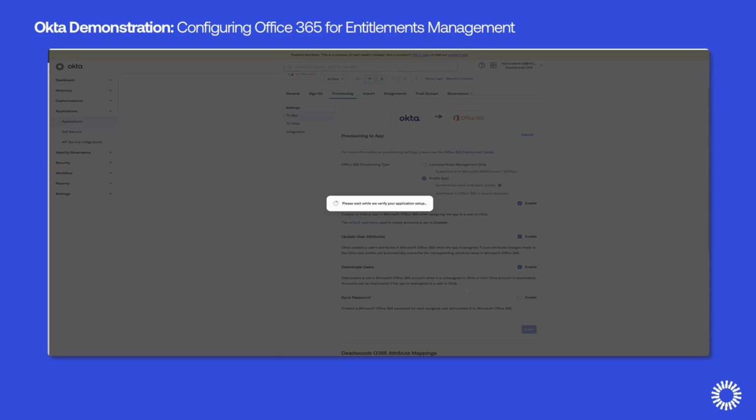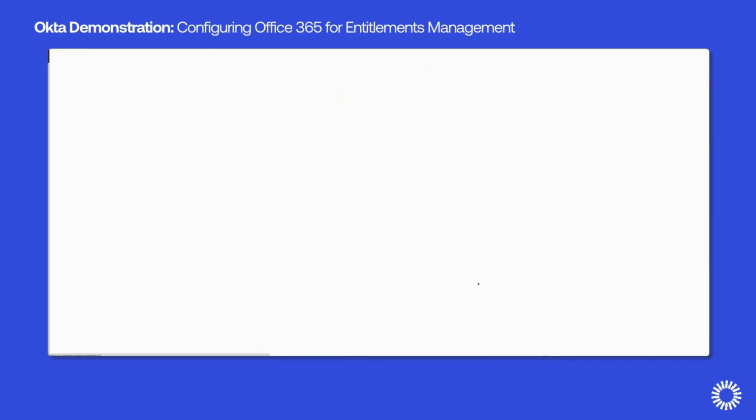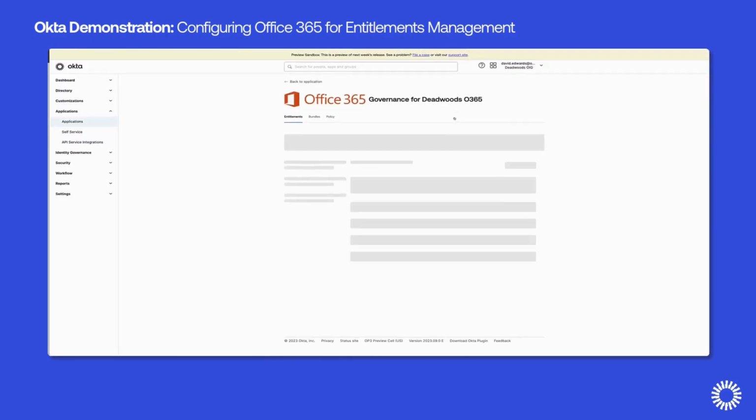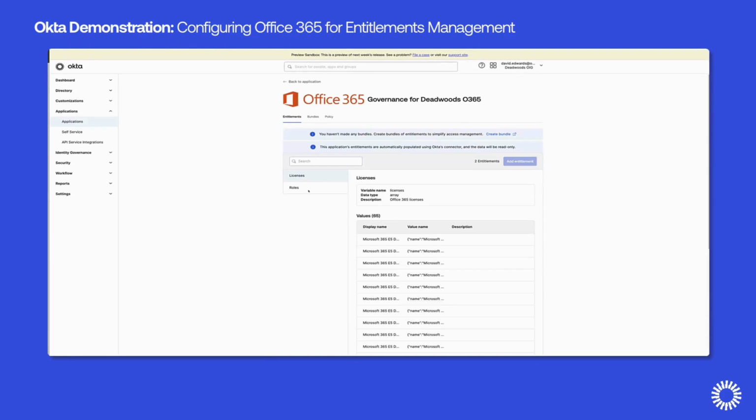In the back end, it's going to do some synchronization. It's doing an automatic import. Now, if we go to the new governance tab, we can see that we now have 2 types of entitlements: licenses and roles. We can see the list of licenses that have been imported and also the list of roles.